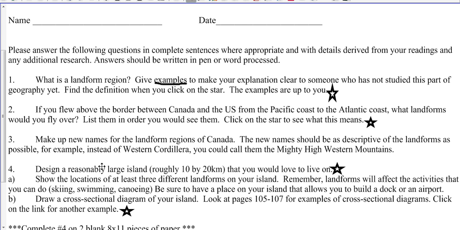Question number 3: you're asked to make up new names for the landform regions of Canada. The new names should be as descriptive of the landforms as possible. So, for example, instead of Western Cordillera, you call it the Mighty High and Western Mountains. Now, the plains you might call the really boring flat surface. At least it gives us an idea of what it looks like.